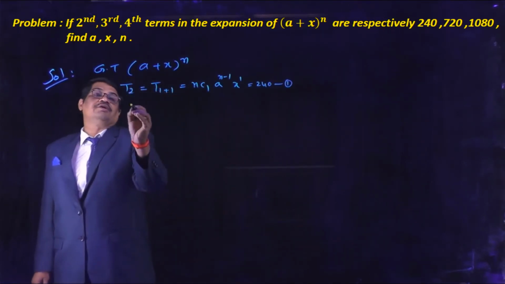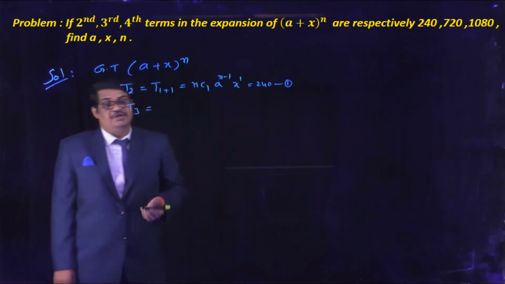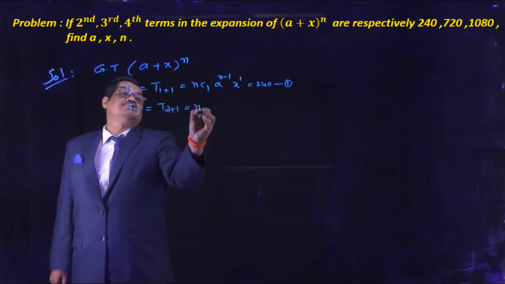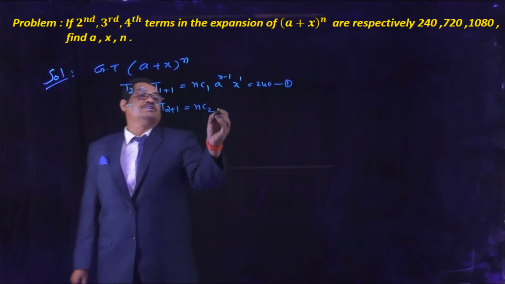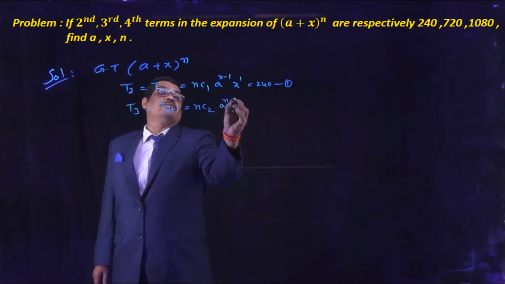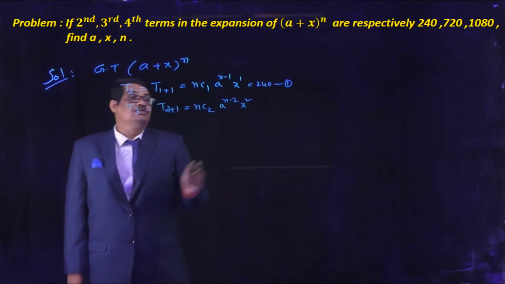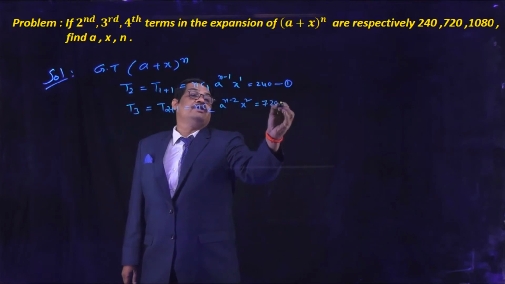Now the third term, t3. That can be written as t(2+1), that is nC2, here r is 2, and the first term a to the power of n-2 into the second term to the power of r, that is x squared. That value is given as 720.